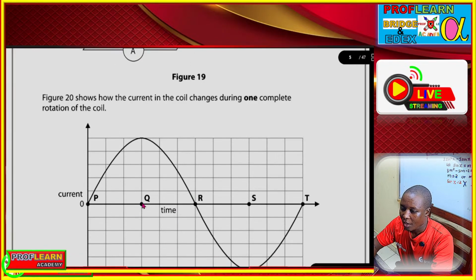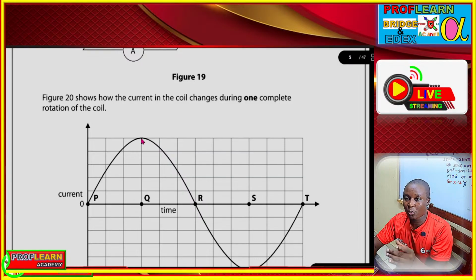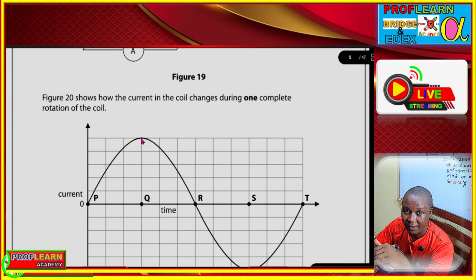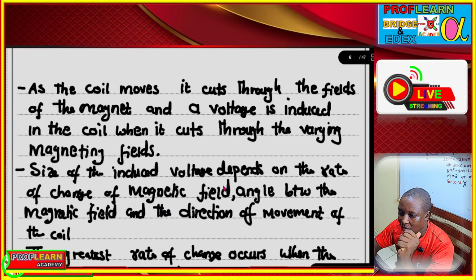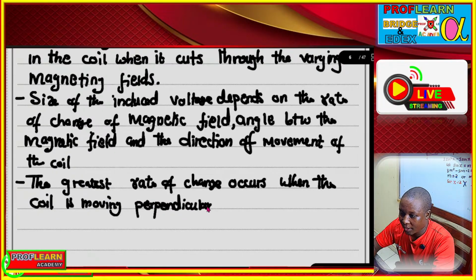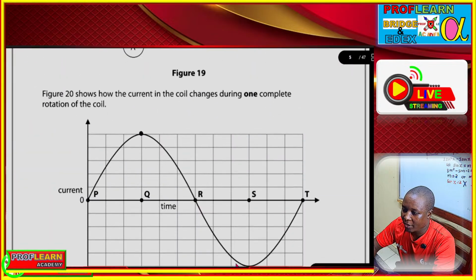Right. So at this particular point, that's where we have the maximum. At Q, the coil is moving perpendicular. The motion of the coil is perpendicular to the direction of the field. Therefore, the greatest rate of change occurs when the coil is moving perpendicular to the fields, and that is going to happen at point Q and S.